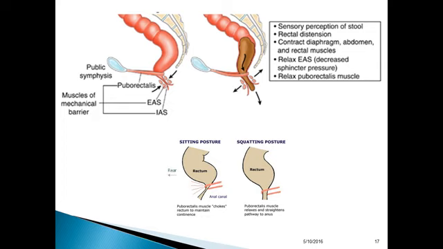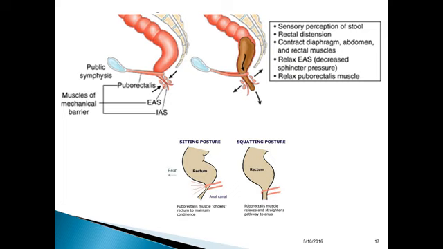In the first pictogram, you can see demonstrated the acute 90-degree angle that is present at rest from the sling effect of the levator ani complex. With sensory perception of stool and rectal distension, the internal anal sphincter is open and the external anal sphincter is relaxed, decreasing sphincter pressure. The puborectalis muscle relaxes, which straightens the angle, allowing for passage of stool with relative ease.